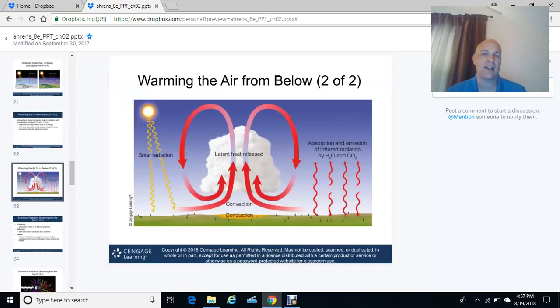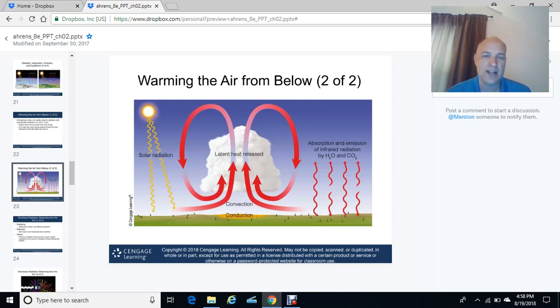Here is the diagram itself, showing you the sun shining. You see the yellow lines there. Those are the short wavelength solar radiation coming in. And then you see the convection currents. You see how conduction is a very shallow layer near the ground. Okay, convection is that vertical rise of heat.